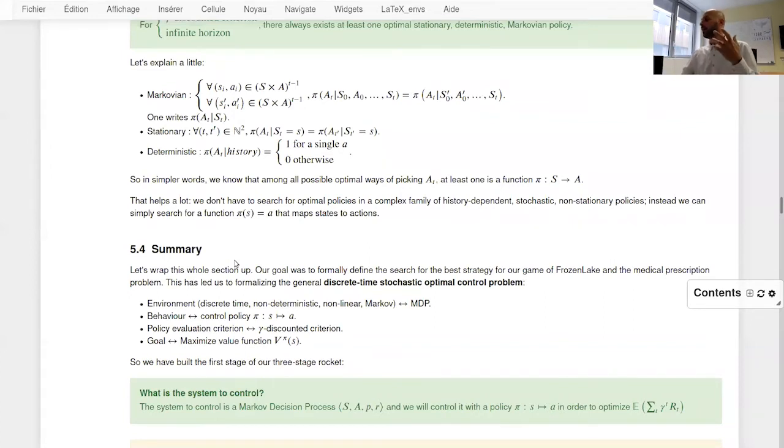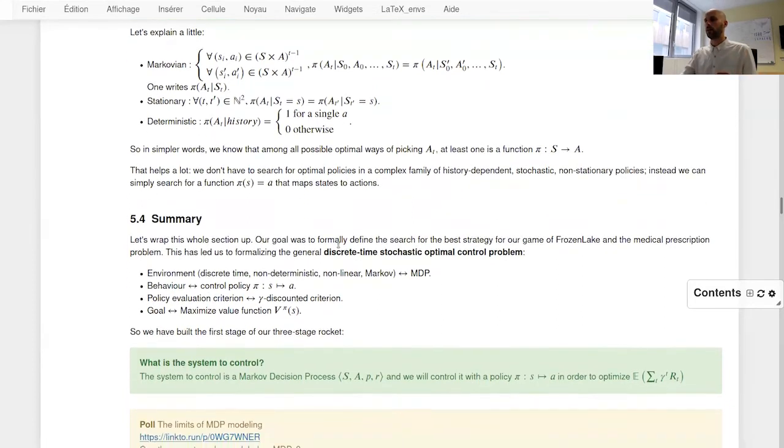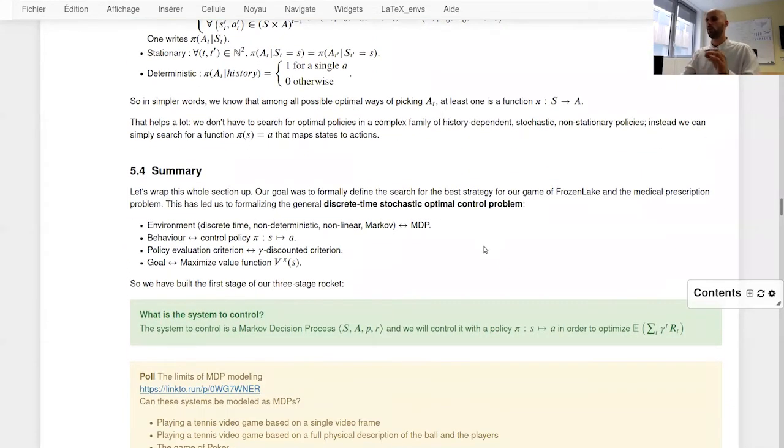All right, let's wrap it all up. Our goal in this section was to formally define the search for the best strategy in our game of Frozen Lake and in the medical prescription problem. This has led us to formalizing the discrete time stochastic optimal control problem. This problem is formalized through the definition of a Markov decision process.